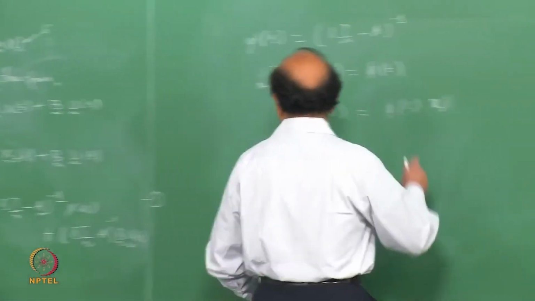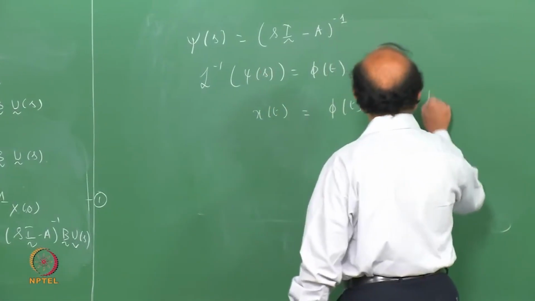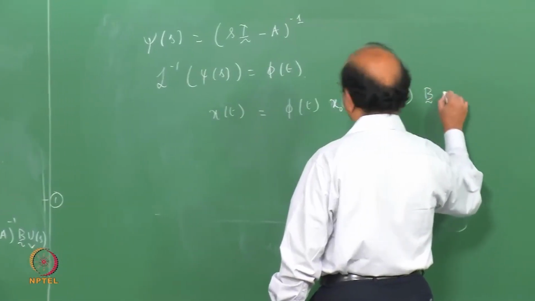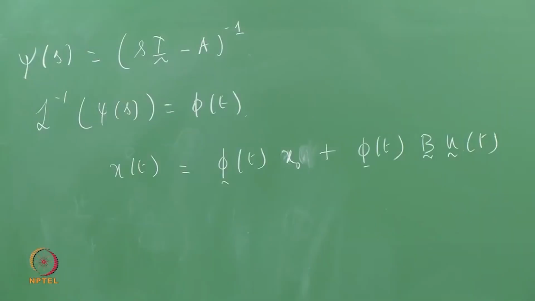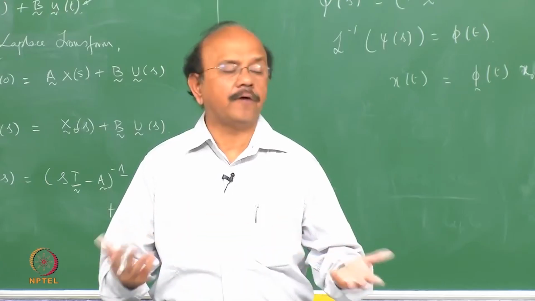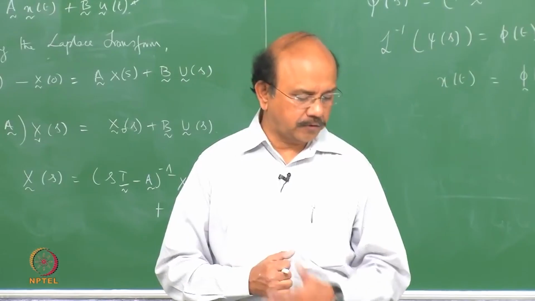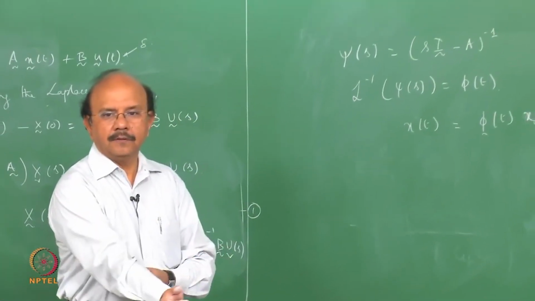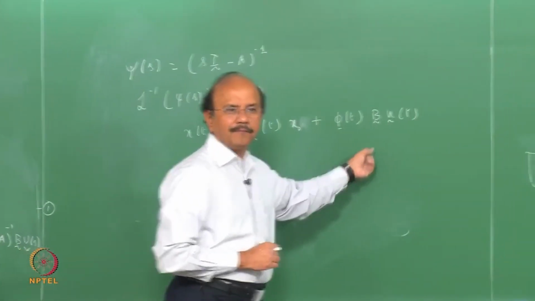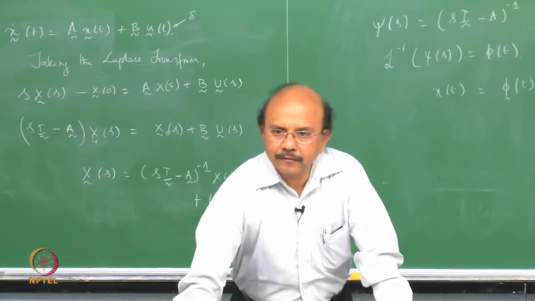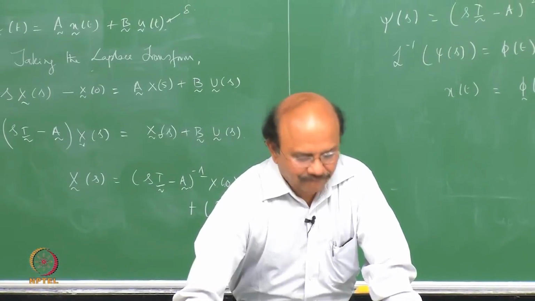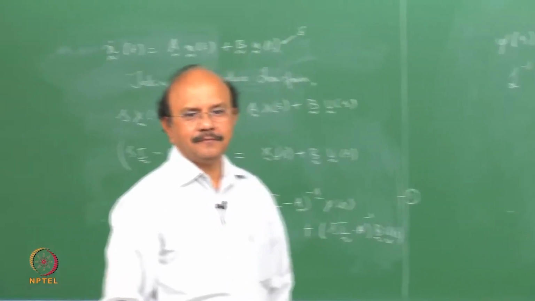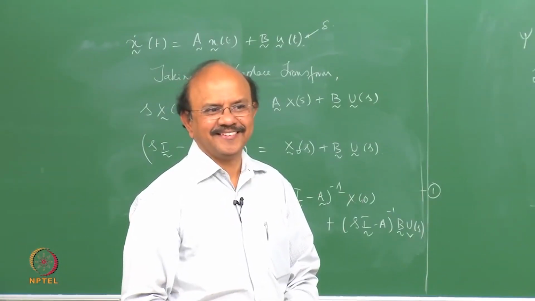Okay. So plus phi of t, B, u of t. Now we will develop what can be the expression for psi of s or phi of t as well. Let's develop that expression. So how do you develop this expression? Is this okay? I deliberately wrote that. I wanted to check how much of Laplace transform you guys know. It's a linear system. Is that okay?